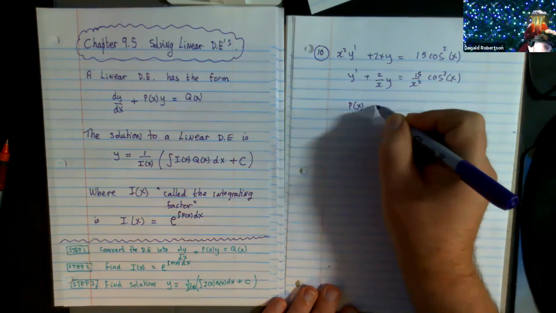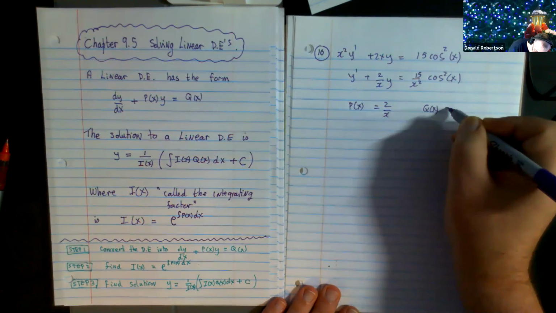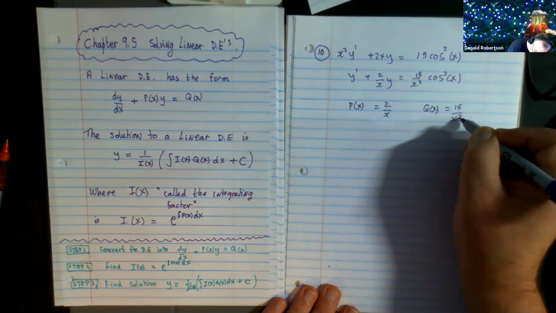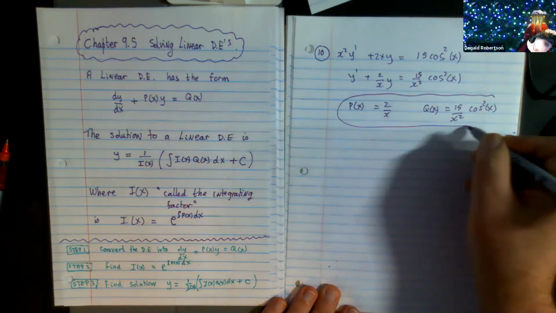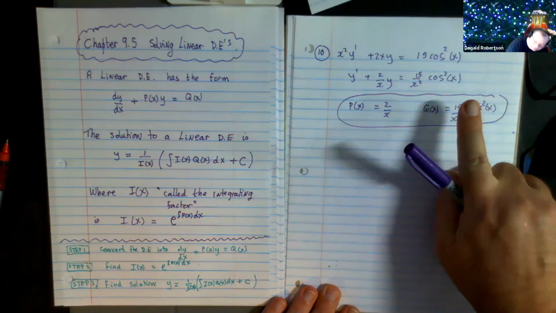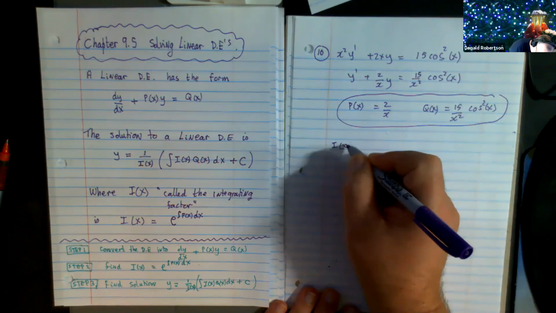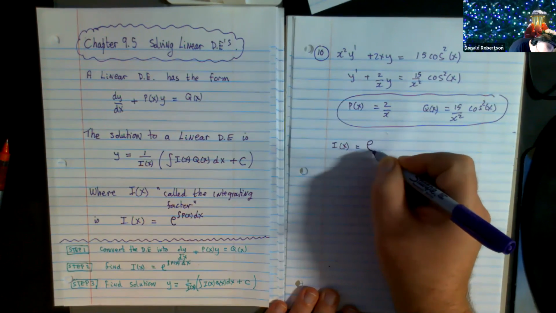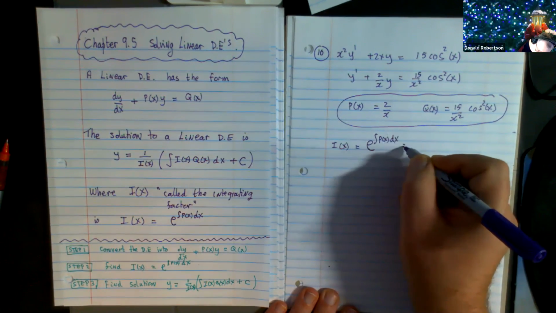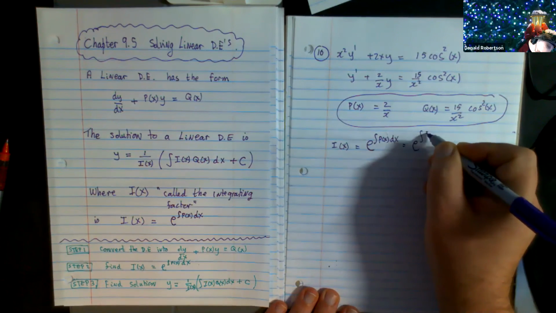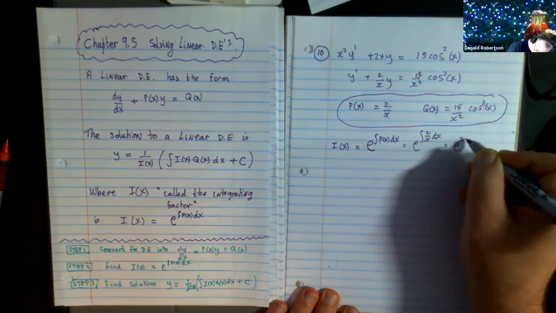So P of x is 2 over x. Q of x is 15 over x squared cos squared. And I'll try and remember to use that Q of x the next time. So our integrating factor is e to the integral P of x, e to the integral 2 over x, e to the 2 log x.